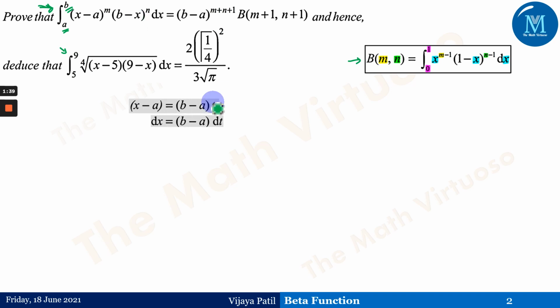So what would be the substitution here? Please note this down, this is very important. You have to note it according to the limit of this particular integration. It's from a to b, and for that reason x minus a equals (b minus a) times t. That is what we need to take. b minus a is the upper limit minus the lower limit. So x minus the lower limit equals (upper limit minus lower limit) into t. That would be the substitution.